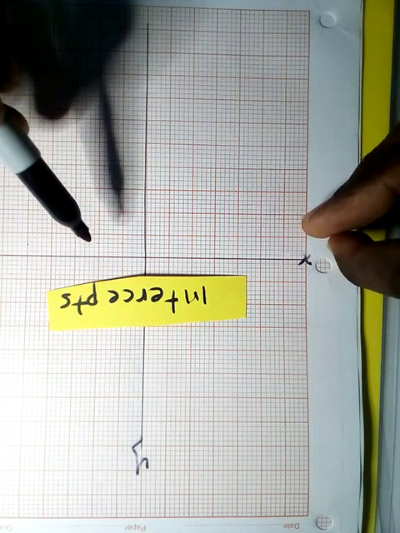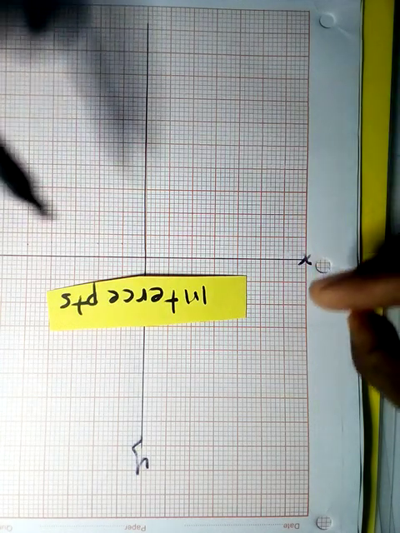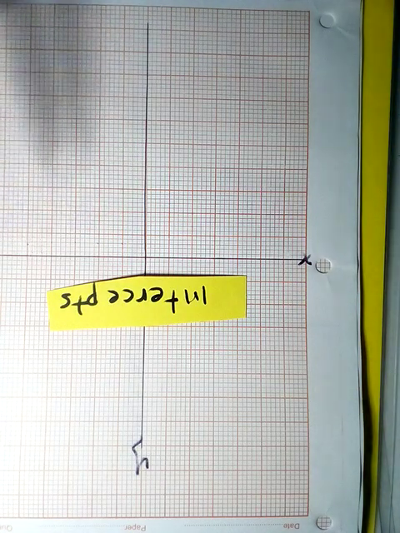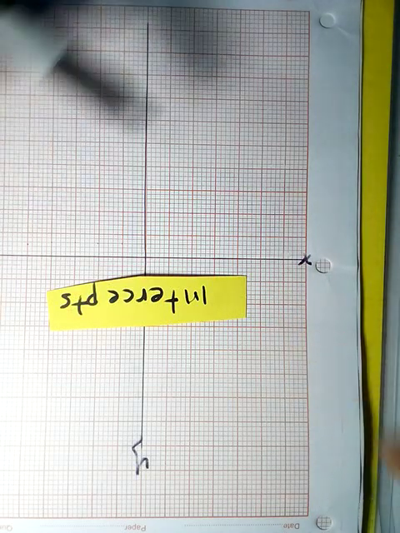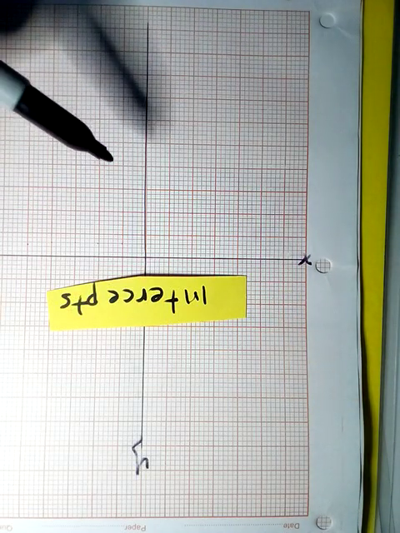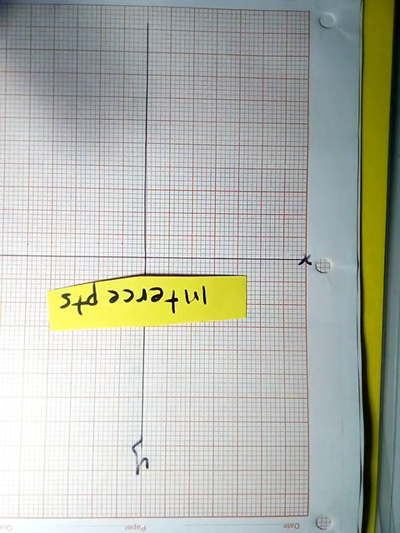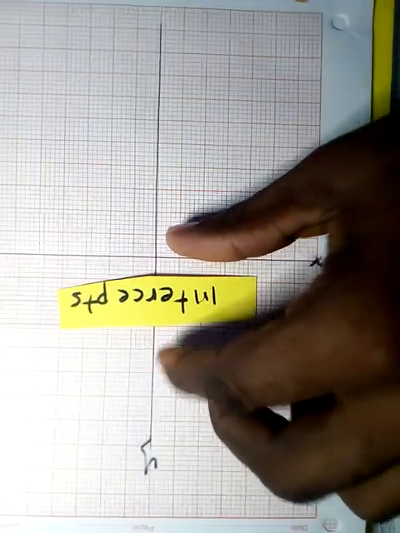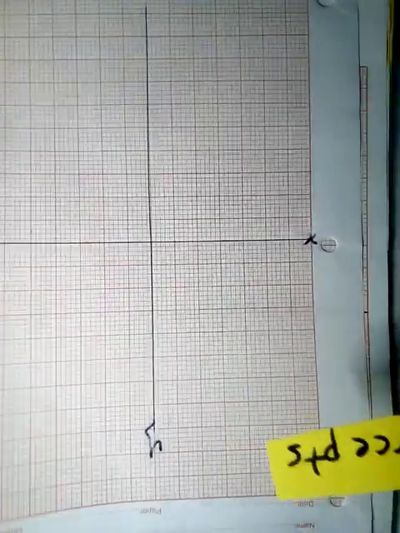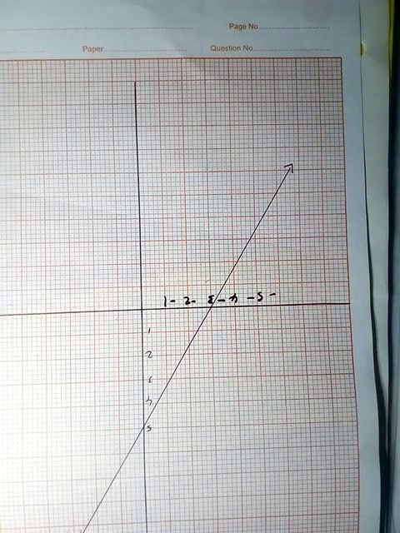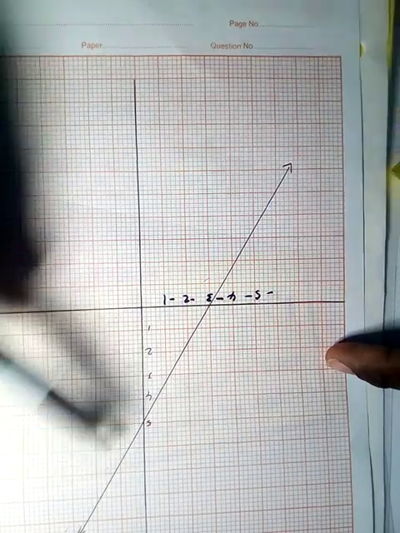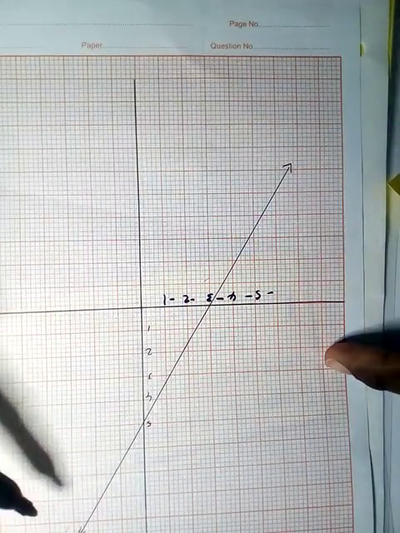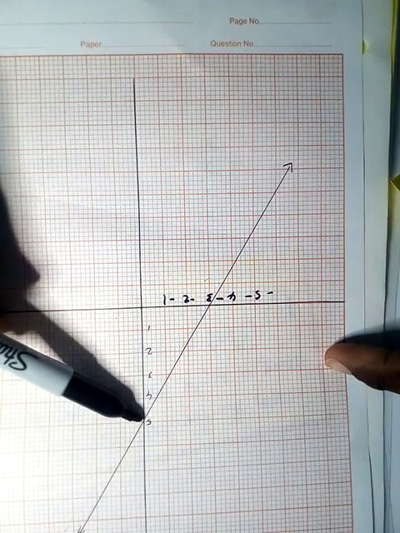Intercepts. Intercepts here in a graph, whether linear or quadratic, we're talking about where the graph crosses the x-axis or the y-axis. For example, on this example here, this graph here crosses the y-axis at positive 5.